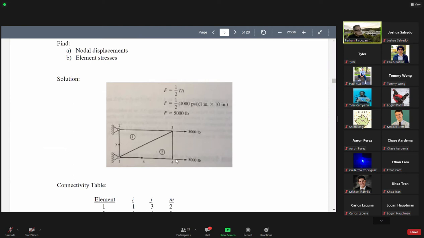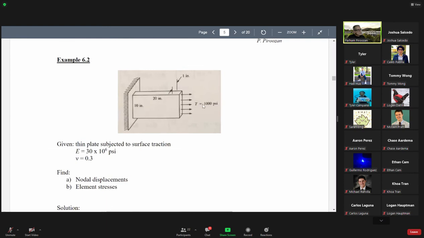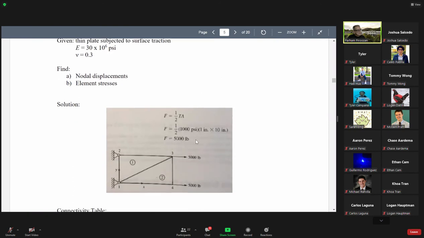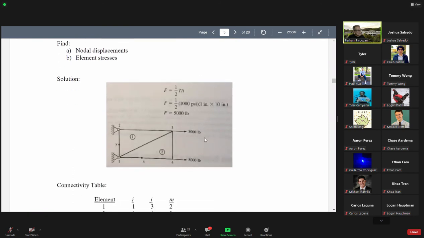Now, these 2 nodes, you see here, total force is how much? 1000 psi is the stress times this cross-sectional area here. 10 times 1, it is 10. So 1000 times 10, it is 10,000. Half goes to each of these 2 nodes. So 5,000 pounds goes to each node.